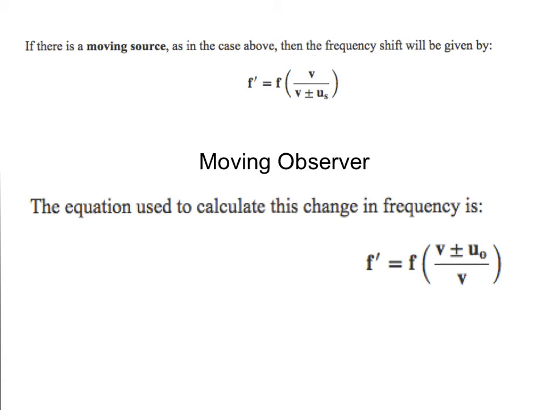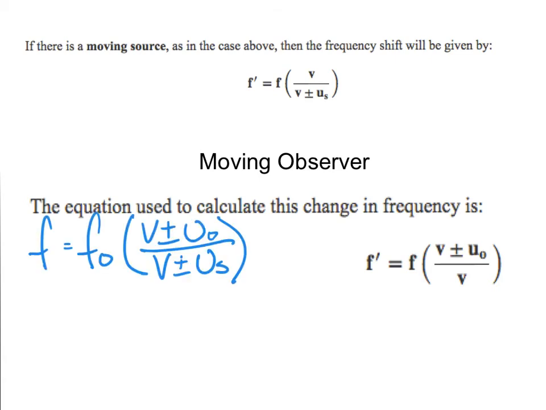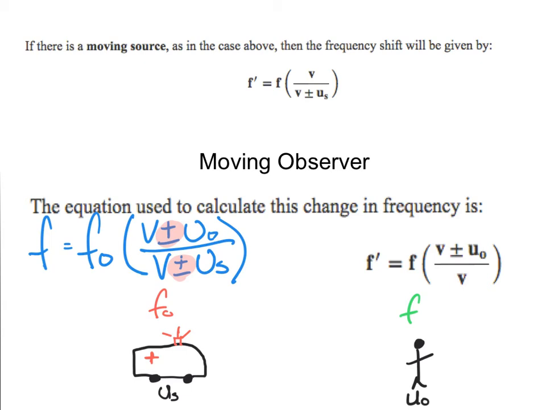We separate it out for convenience, but this is the actual equation for the Doppler effect. The confusing thing about the Doppler effect is when do we use plus and minus. So here's a little drawing to help you understand when you're going to use that. F naught represents the frequency of the source. F represents the frequency of the observer.